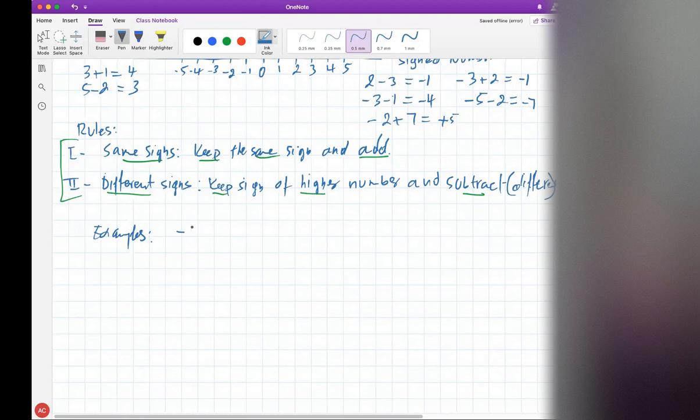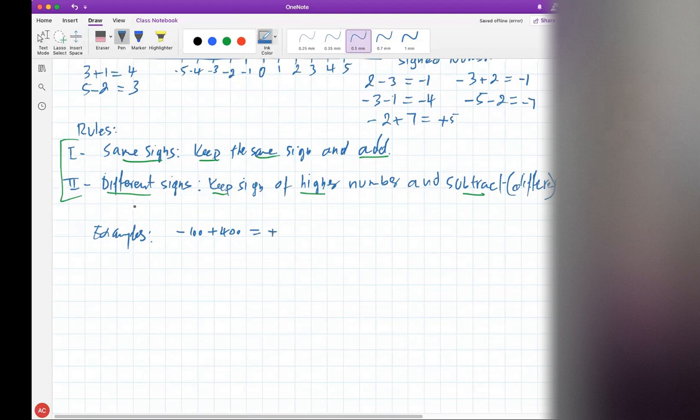Let's say you have negative 100 plus 400. Again, it's not going to help to use the number line with big numbers, but we have the pattern. So first, choose one of the rules and then apply the rule. Which rule are we using, 1 or 2? The 2, because we have different signs. Which sign do we pick? The higher sign. The plus.